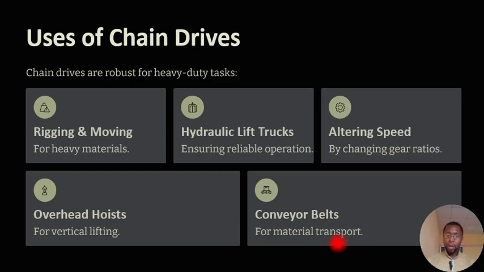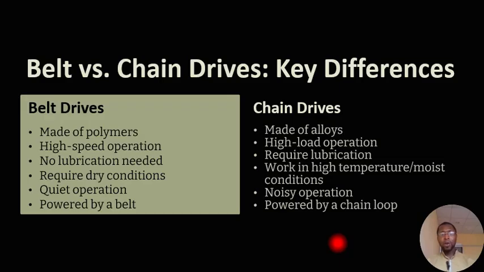Right? So, what are the comparisons or the differences between the belt drive and the chain drive? Number one, the belt drive is made up of polymers, while the chain drive is made up of alloys. Two, the belt drive has high speed operation, but the chain drive has high load operation. If you want speed, make use of the belt drive, but if you want load, you want to transport load, then make use of the chain drive.